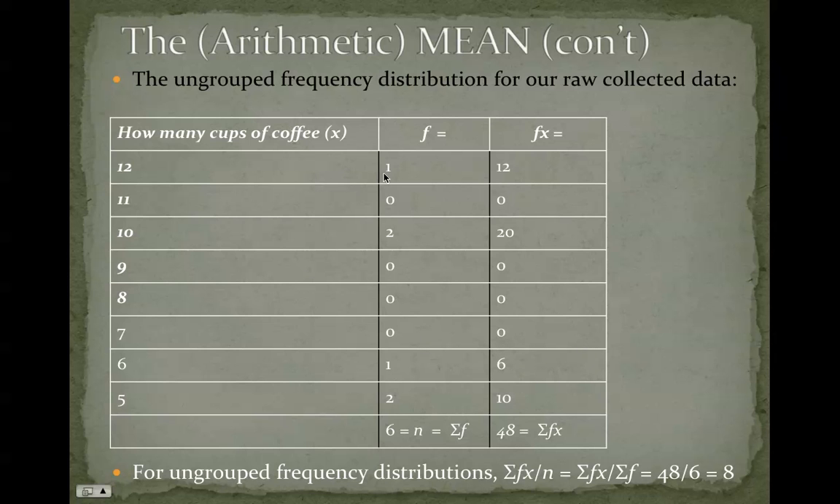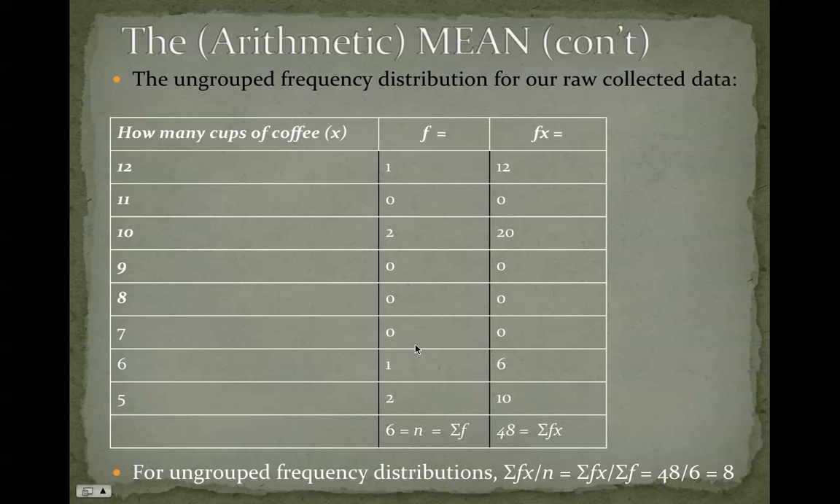So here is an ungrouped frequency distribution for our raw collected data. Again, this data here is exactly the same as the previous slide. I've got X here, which is how many cups of coffee: 12, 10, 11, 12, 11, 10, 9, 8, 7, 6, 5. For the frequency, I have one person who had 12, 0 people who had 11, 2 had 10, all the way down to 2 had 5, okay?